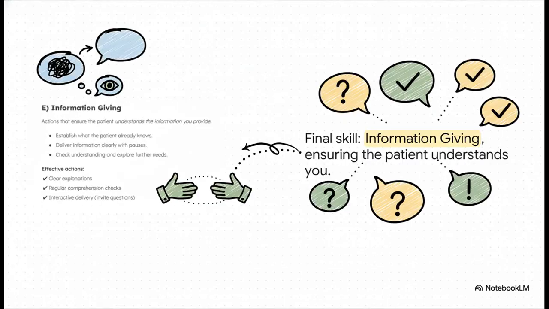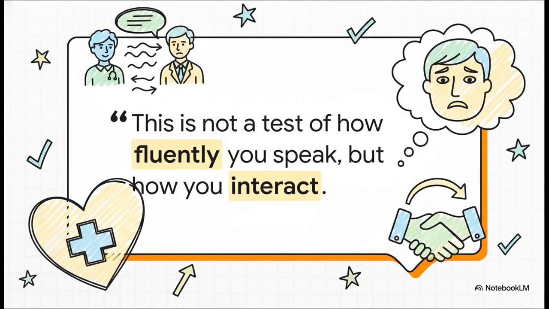And the final piece of the puzzle is information giving. This assesses how clearly you explain things and, just as importantly, whether you check that the patient has understood you. It's a two-way street, right? Not a one-way lecture. So the key takeaway for this section is huge. You can actually score very well here by demonstrating empathy and professional care, even if your English isn't perfect. Your attitude and your interaction strategy are just as important as your fluency. It's a real game changer.